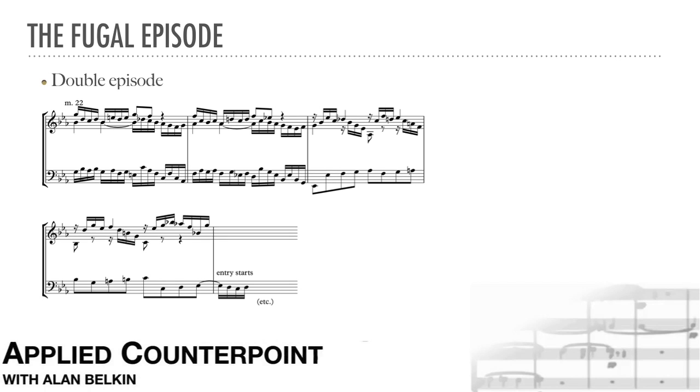Sometimes an episode will be made up of 2 successive sequences. This is called a double episode. Here's an example from the same fugue. Measures 22 and 23 here are based on the first part of the subject. In measures 24 and 25, the texture and the motives change, starting another sequence.